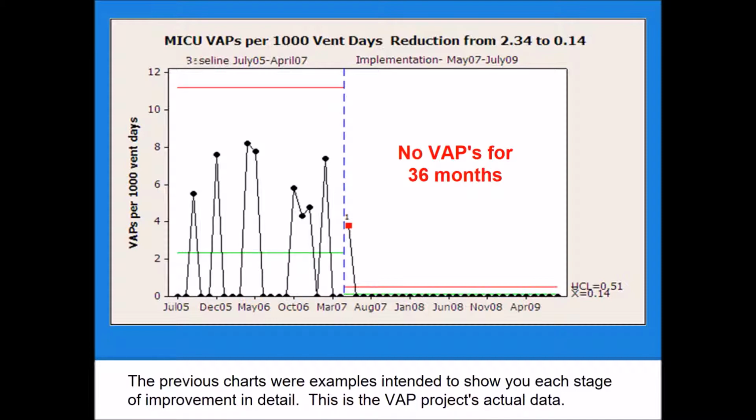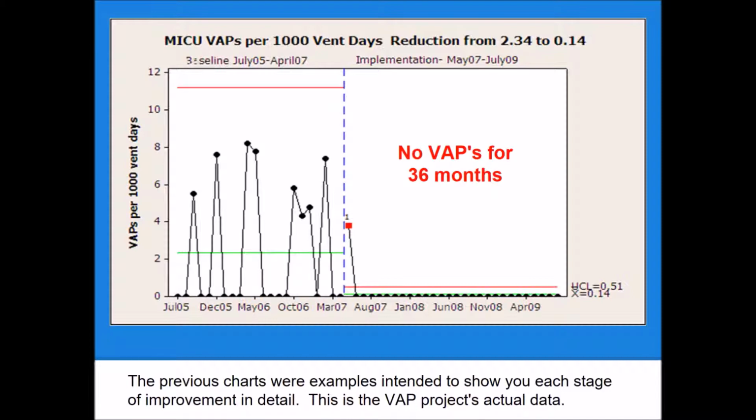This is the actual control chart that they made for this project. As you can see, the numbers were much lower to start with than I was using in my examples. But what you can see is after they made an intervention and recalculated their mean and control limits, the new process was in statistical control, and the upper and lower control limits were extremely tight, basically right around zero.